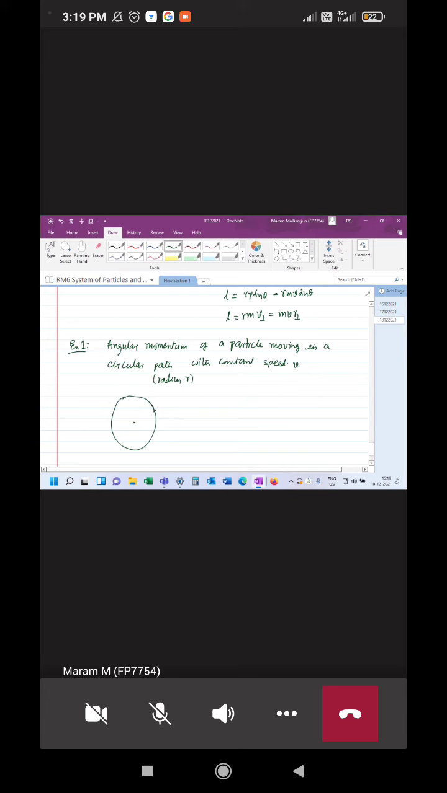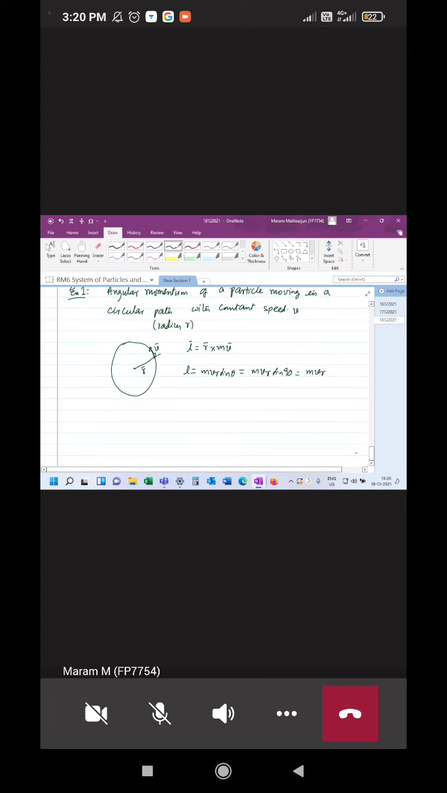Let's say it is moving with speed v. This is r bar, right? At any point, you can write L bar equal to r bar cross m v bar, but if you want the magnitude, see what the angle is. The angle is always 90 degrees at any point. So the magnitude is m v r sine theta, equal to m v r sine 90, equal to m v r. That is the angular momentum of a body in a circular path at a given instant of time.